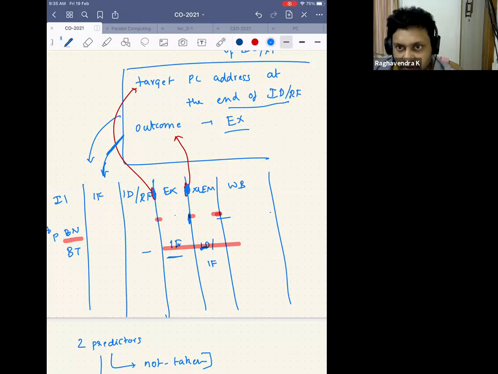Yeah, can you answer now? Don't worry about the technicality of the pipeline. It is just an example. But I can assure you that such pipelines exist in many of the processors even today.